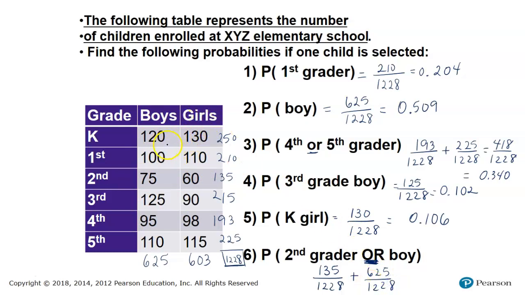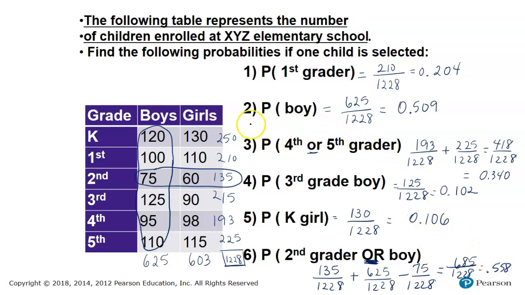But we have a little bit of a problem, because if I'm looking at 2nd graders, that's these. And if I'm looking at boys, that's these. So when I write these two totals down, I end up counting 75 twice. So to compensate for that, I'm going to subtract the 75, because it got counted here and also here, and we don't need it to be counted twice. So I'm going to subtract it one time, and that gives me 685 out of 1228, so 0.558.